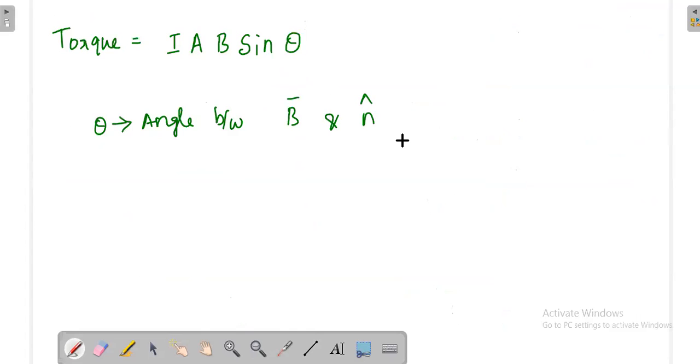Here in our case, what is n cap? N cap can be either x cap or minus x cap. That is the surface vector. Now please tell me what is the angle between these two? In our case, what is the angle?